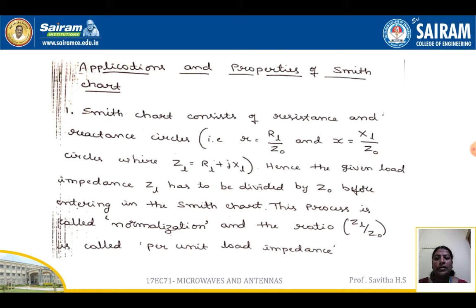So the Smith chart consists of resistance and reactance circles, that is R is equal to RL by Z naught and X is equal to XL by Z naught. Here ZL is equal to RL plus J into XL. In the problem, usually they'll give the ZL value, that is RL plus J omega L, the resistance value and the reactance value. The given load impedance, the ZL value, has to be divided by the characteristic impedance value Z naught before entering into the Smith chart. The process is called normalization, and the ratio of ZL by Z naught is called per unit load impedance.